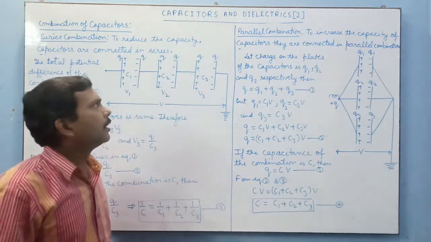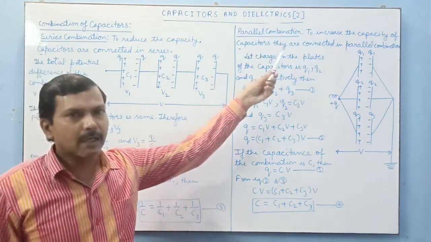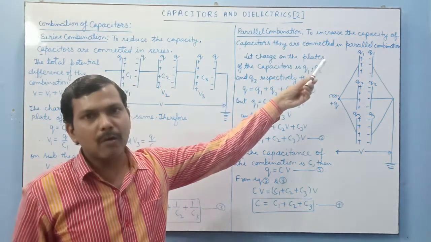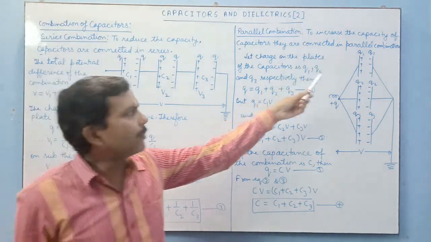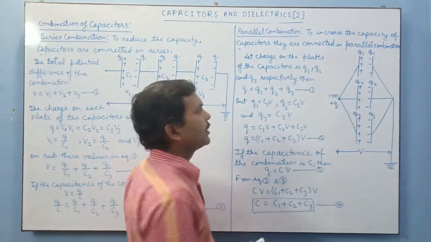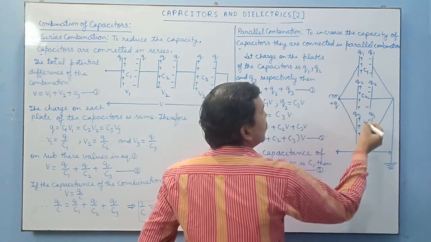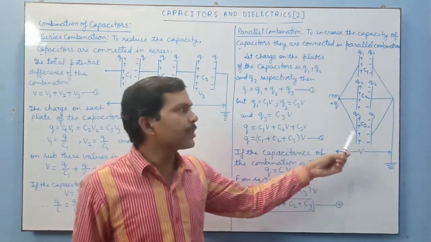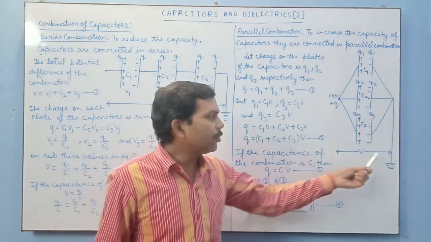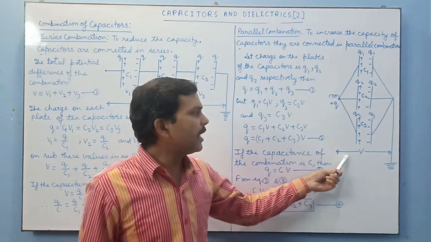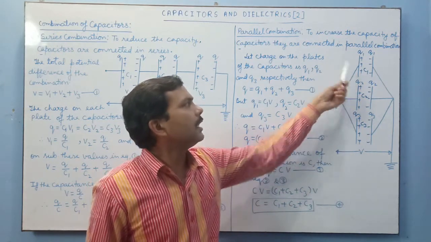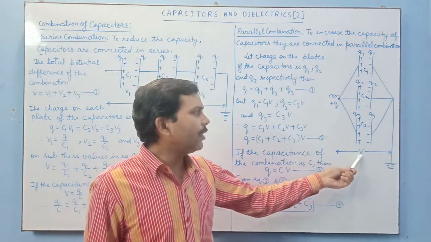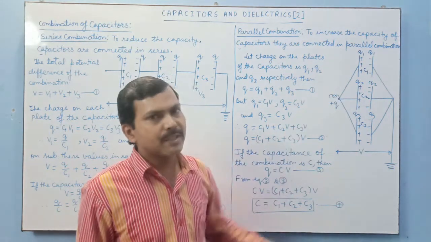Now we will come upon parallel combination. To increase the capacity of capacitors, they are connected in parallel combination. Let us consider three capacitors of capacities C1, C2 and C3 which are connected in parallel combination. In parallel combination, as we know, the potential difference remains same between all the elements. So here we have considered a potential capital V between the plates of all these capacitors.